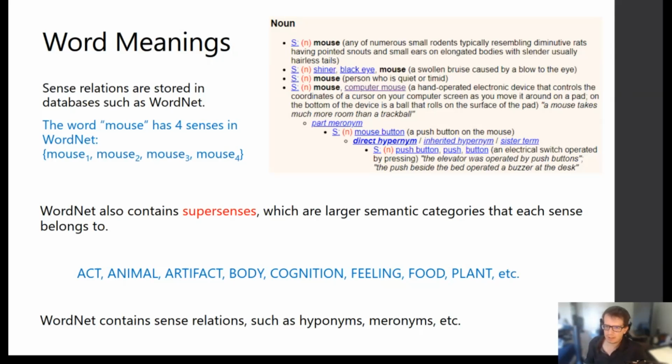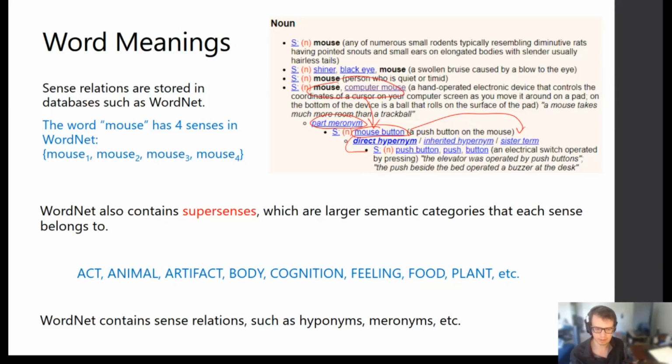So, for instance, if you take a look on WordNet and you type in mouse, you can see there's actually 4 definitions of mouse. And if you click on mouse, so I clicked on computer mouse, I saw that you could take a look at a meronym of mouse and you could find mouse button. And then you can take a look at hypernyms of mouse button. And you could also take a look at sister terms and so on. And you can go into a lot of detail here.